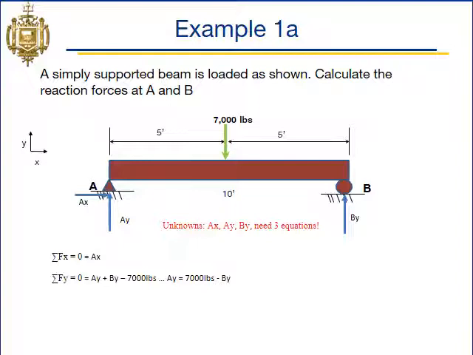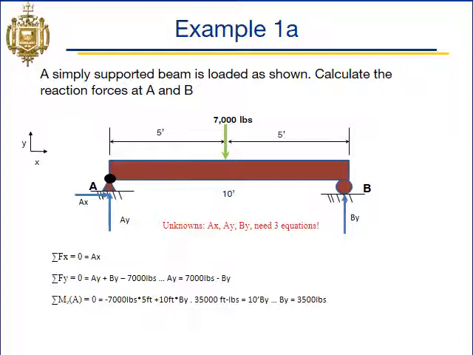Then our third equation is going to be our moment equation. We'll do sum of moments at point A equal to 0. Remember, we take our forces times the perpendicular distance from A and analyze all of those. So we have negative 7,000 pounds times 5 feet away, plus 10 feet times BY, and that all equals 0. AX and AY are excluded from the equation because their distance from point A is 0. They're technically at point A.